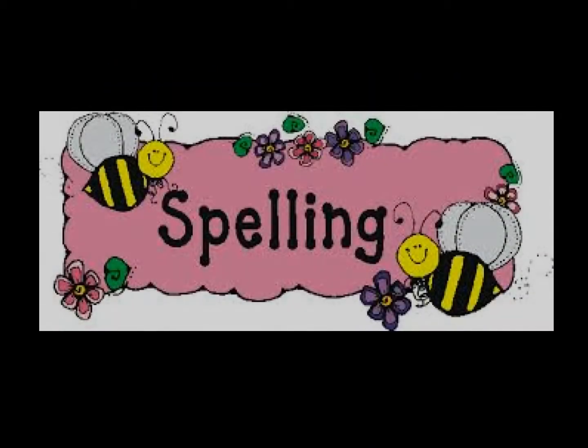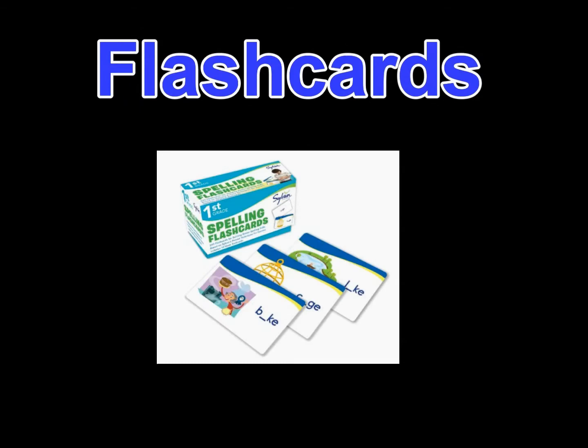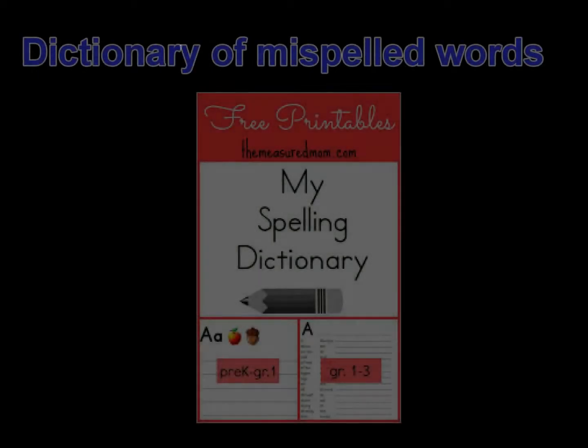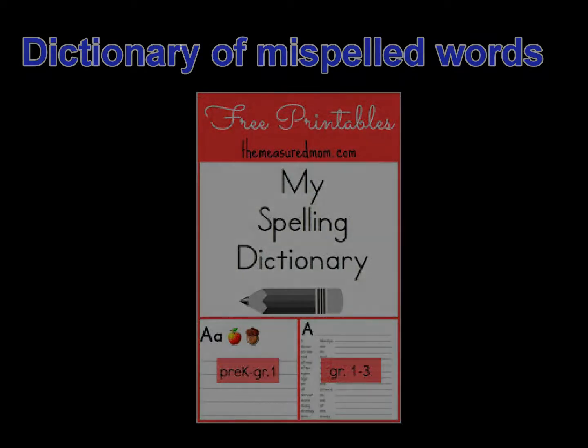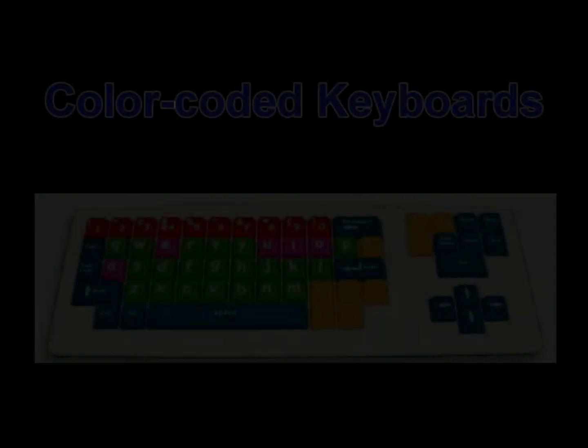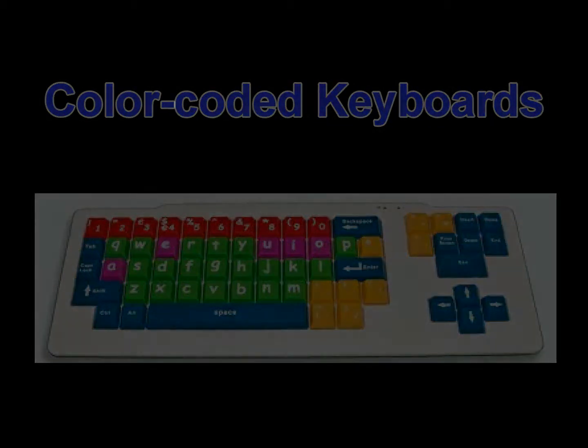Spelling can also be a challenge for students. Some ideas for assistive technology in spelling would be flashcards, so that the student can practice one word at a time without the distraction of other words. Have the student keep a dictionary of words they misspell. This helps them to focus on those words they need more practice on. Also, using a color-coded keyboard helps the student recognize letters easier, so there is less frustration with typing.